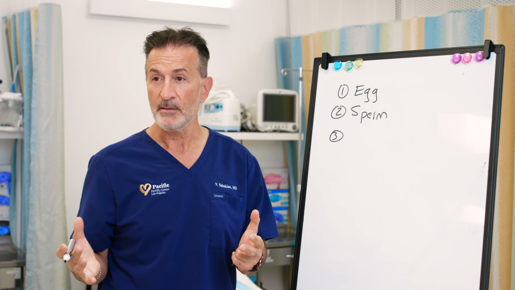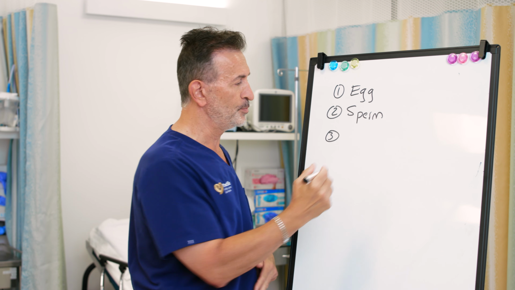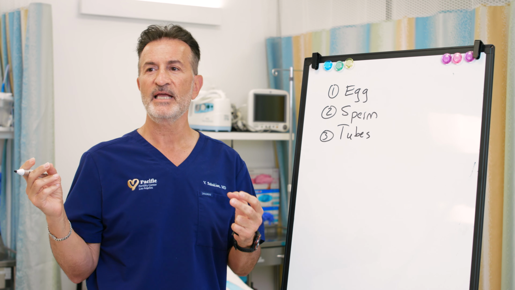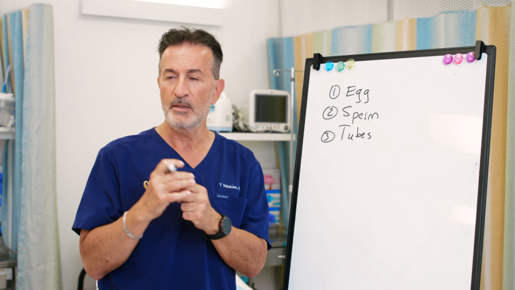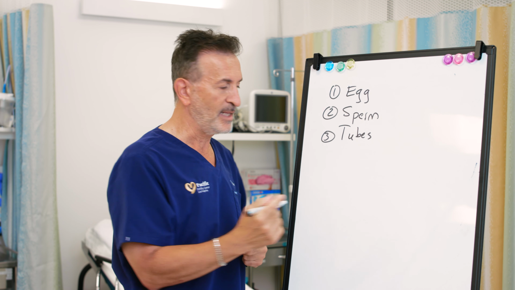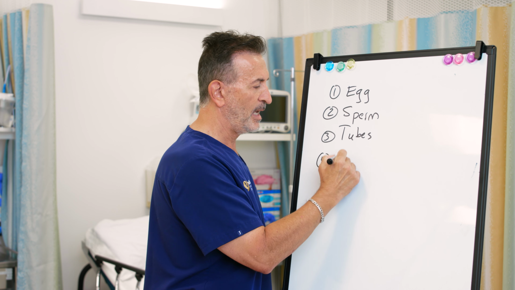Egg and sperm have to meet. They meet in the fallopian tube, so we need healthy tubes. And once the egg and sperm meet in the tube, the embryo travels back to the uterus where it implants, so we need a healthy uterus.